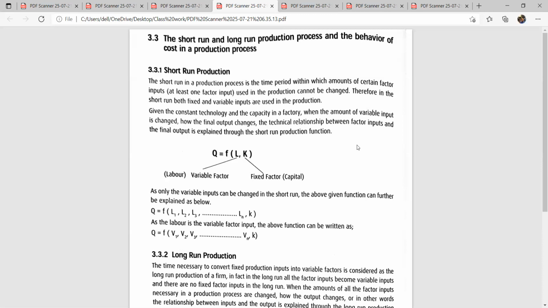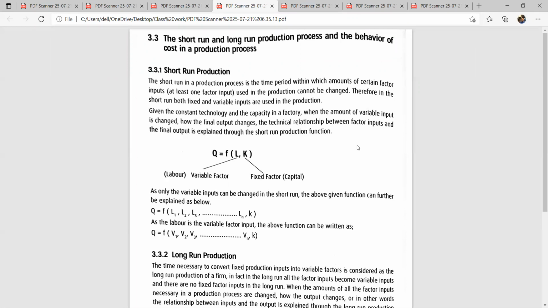But as the business started, the number of workers can be increased while the process is launched. But immediately the entrepreneur or the owner may not increase the number of refrigerators or buildings as well as vehicles. That's why in the short run, fixed factors like capital are held constant. Only labor is increased in order to increase the production.